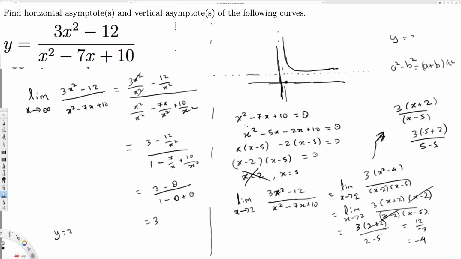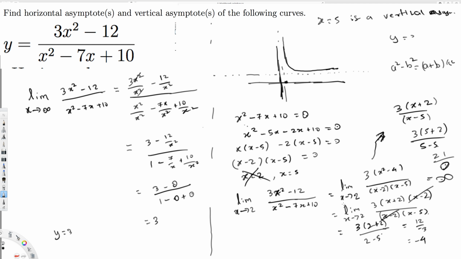If you see, in the top we have a number, right? It's 7 multiplied by 3, 21, and in the bottom, it's a 0. If you divide a number by 0, you will get infinity, right? Therefore, this is a vertical asymptote. So we can say x equal to 5 is a vertical asymptote. So this is the answer.